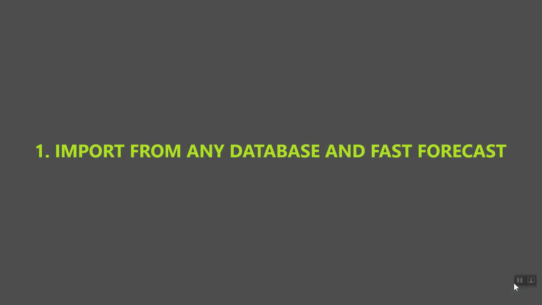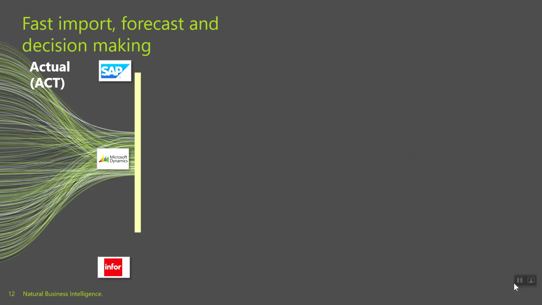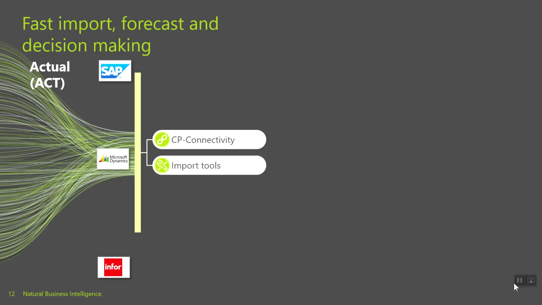Let's take a closer look at all the key characteristics of the software. First of all, there's the ability to import from any database and to create a fast forecast. You have your ERP system, and here we can see examples of some ERP systems where you have the actual data. You connect this actual data through CP connectivity or through import tools. We can create a direct connection with your ERP system, or you can export data from your ERP system into an SQL or Excel database, and then we will import that database into CP.